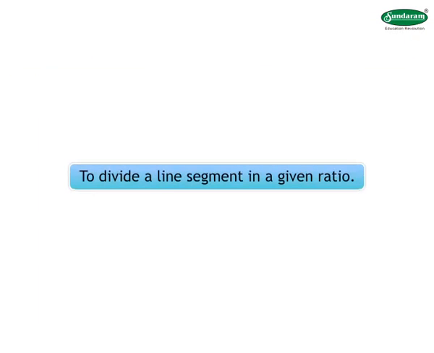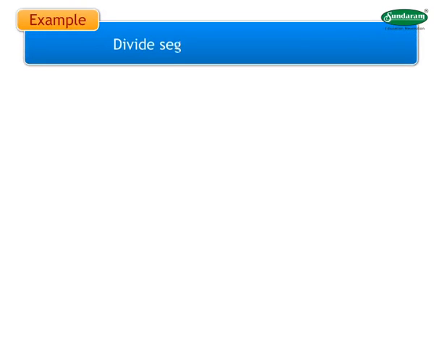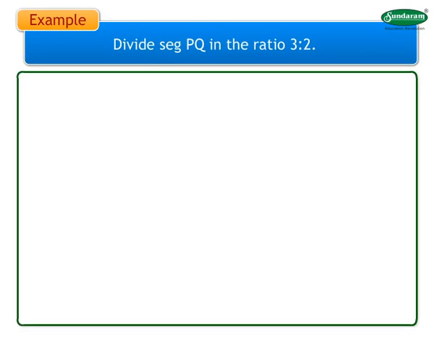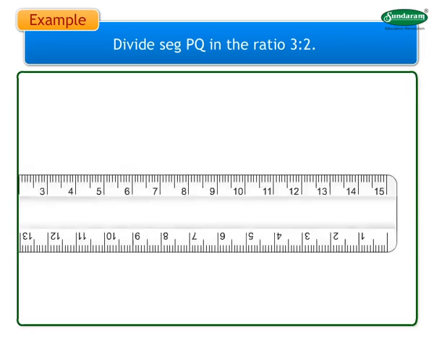Now let's see how to divide a line segment in a given ratio. Let's look at an example. Divide segment PQ in the ratio 3:2. Let's look at the steps of construction.